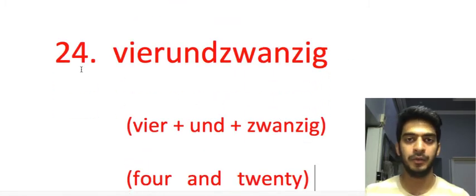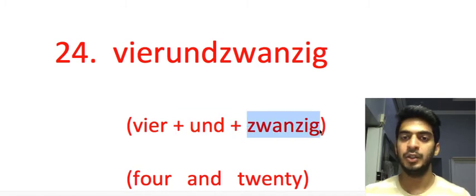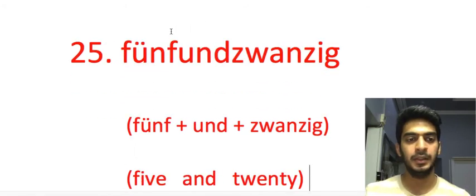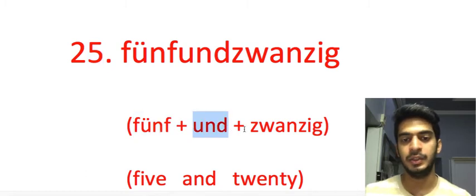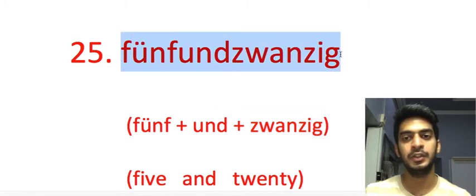Then, 24, again, the same process, the last number, vier, that is 4, und, means and, zwanzig, 20. Combining these words, we get vierundzwanzig. Then, 25, last number, fünf, then und, then zwanzig. We get fünfundzwanzig.